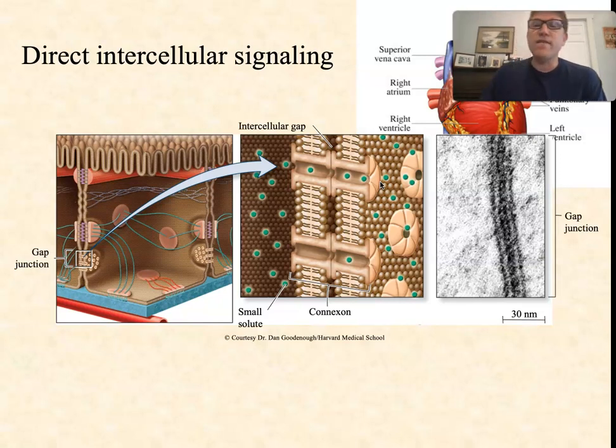So this connexon then allows the passage of these small solutes from the cytoplasm of one into the cytoplasm of the other, and this allows, for example, the coordinated muscle contractions in the various portions of the heart, or the coordinated waving of cilia in the respiratory tract, in the ciliary ladder. Direct intercellular signaling. Inter means between. So this is direct because they're in contact with each other. Intercellular, from one to the next signaling.